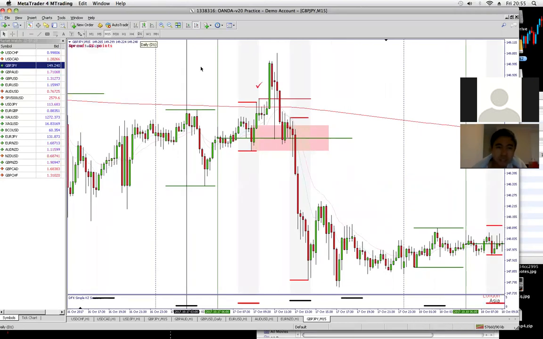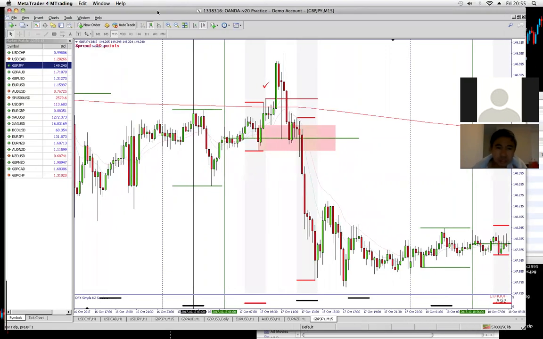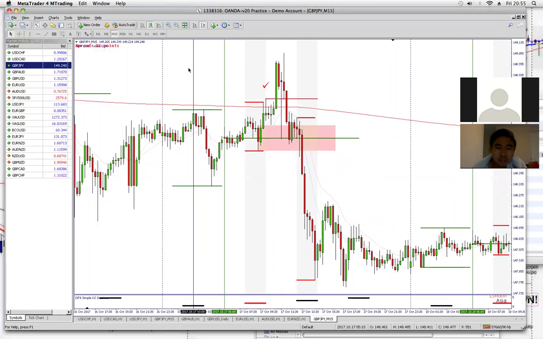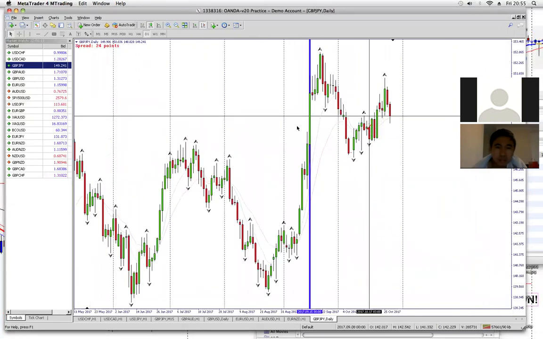So, how do you get your directional bias? Do you have a way to get directional bias? Well, I'll give you this template at the end.